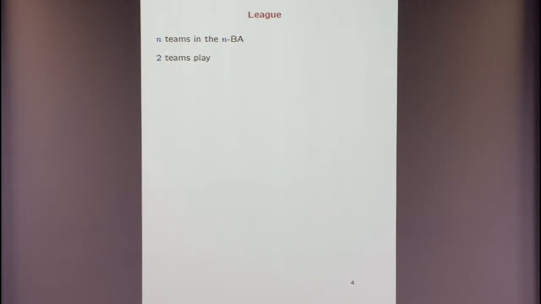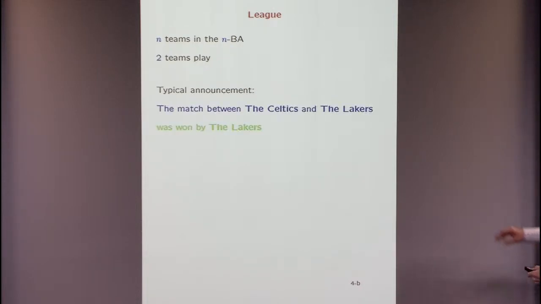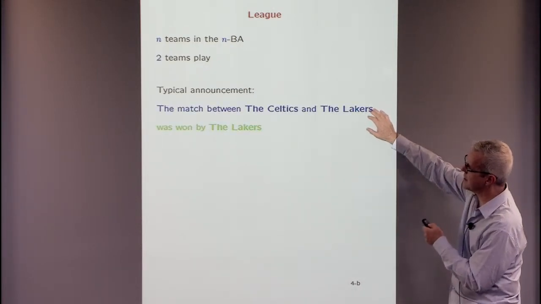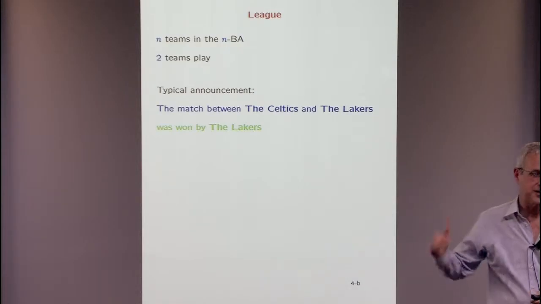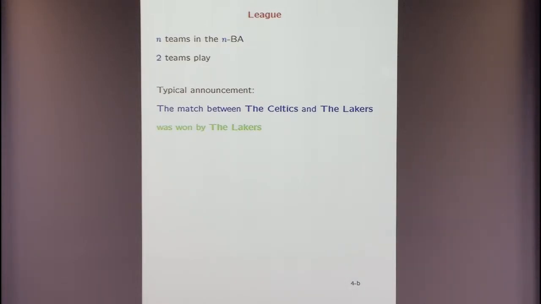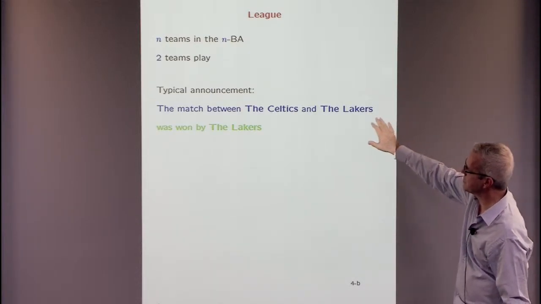So imagine there are N teams in the NBA and 2 teams play in a game. Typically the results are announced over the radio. They say there was a match between the Celtics and the Lakers and it was won by the Lakers. I don't even know if these teams still exist. So this is what a typical announcement would say.